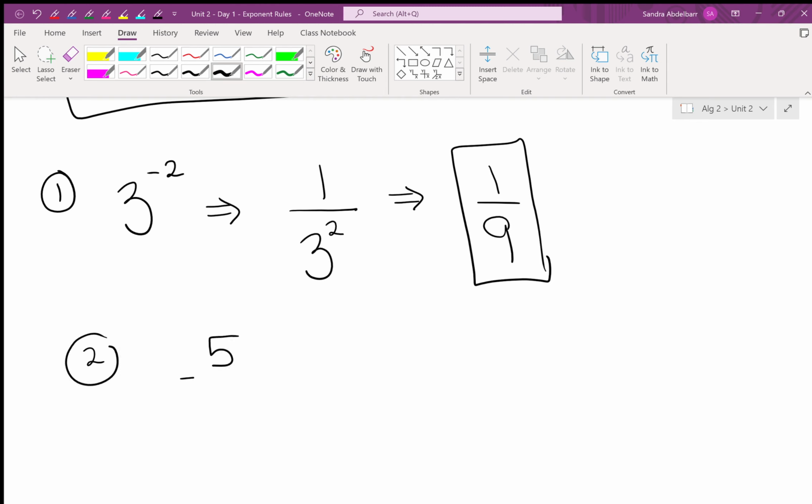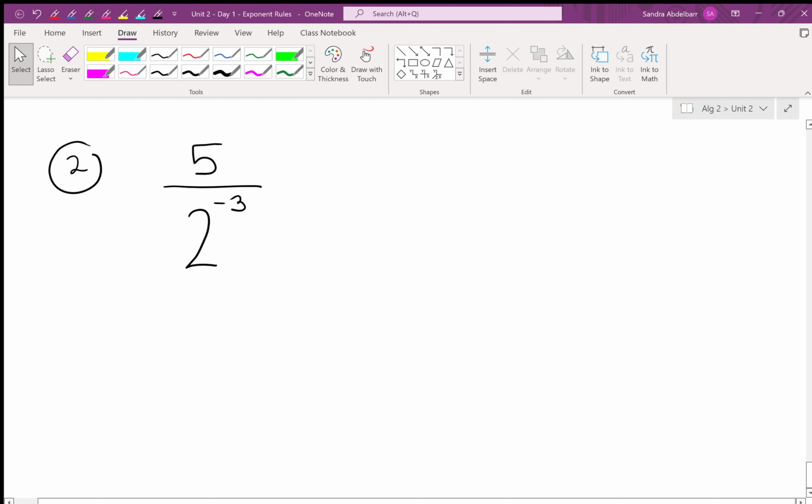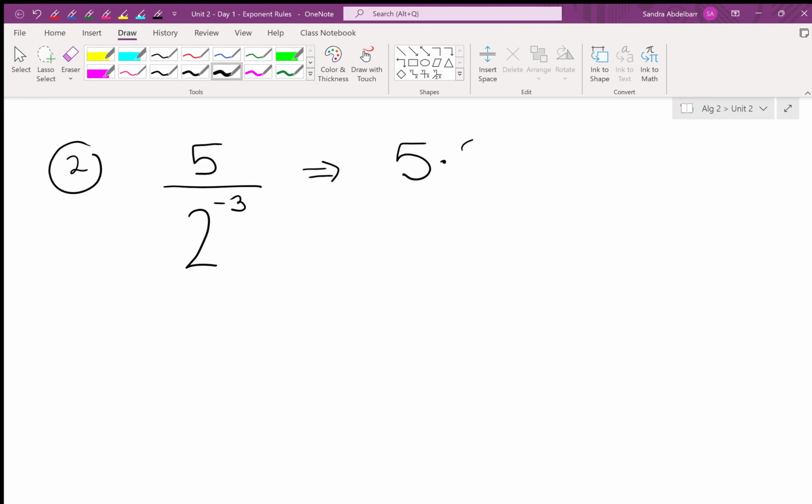Let's say I have 5 over 2 to the negative 3rd power. Am I allowed to have a negative exponent? No. So what am I going to do? I'm going to take that 2 to the 3rd power and move it up. So it's 5 times 2 to the 3rd power. Can I simplify this further? Yeah. So this is 5 times 8, which is 40.